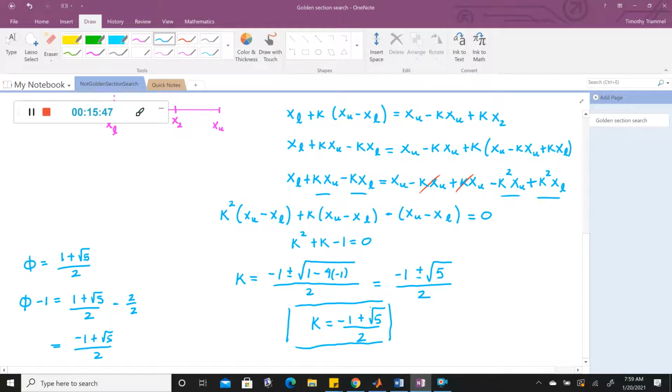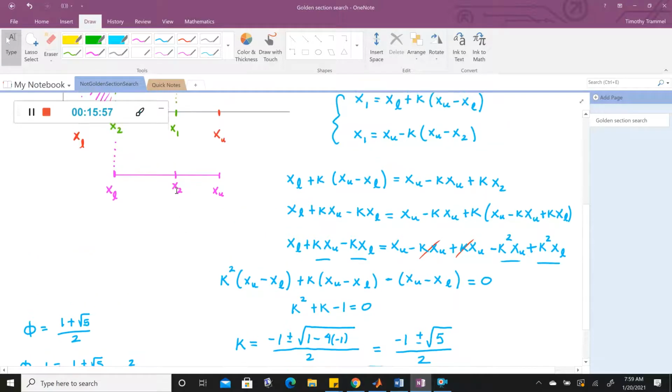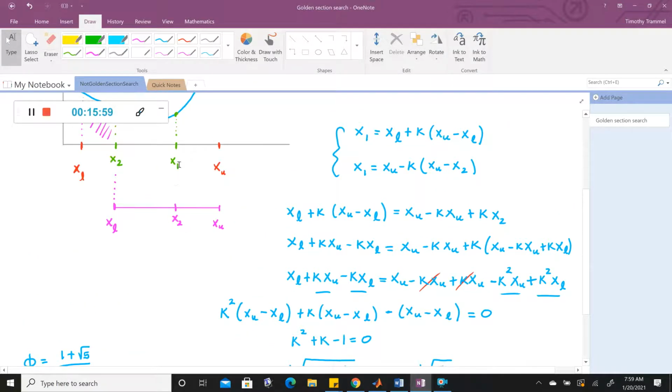Okay. And again, this number here is going to allow us, when we go from one iteration to the next, one of these assignments will be automatic. We won't have to make the calculation. We won't have to do, in this case specifically, x2 is equal to x upper minus k times x upper minus x lower. It'll just be automatic. We'll just say, hey, x2 is going to be equal to x1. It's just an assignment, not a calculation.